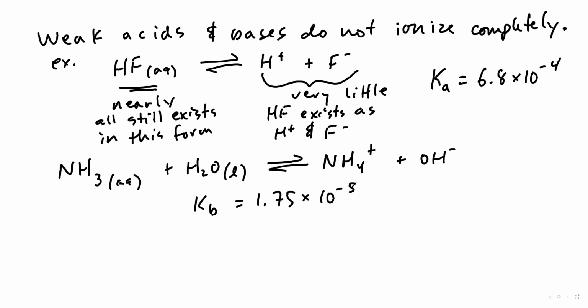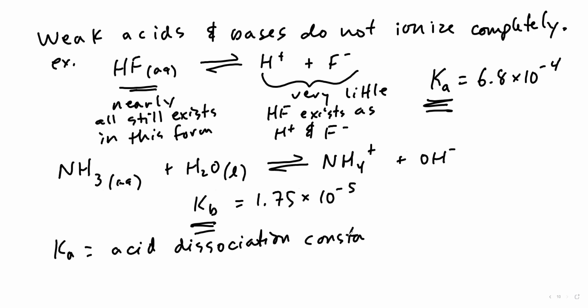All right, and we have, like I said, some names for the Ka and the Kb. And so the Ka is called an acid dissociation constant, and Kb's are called base hydrolysis constants.